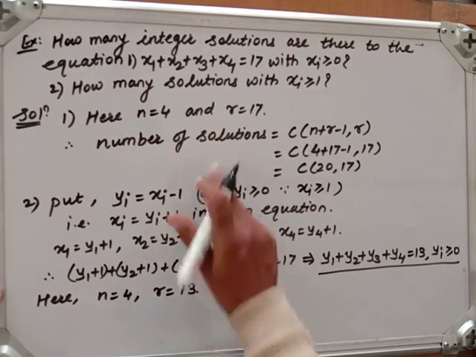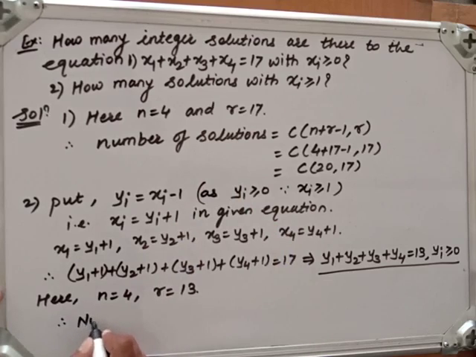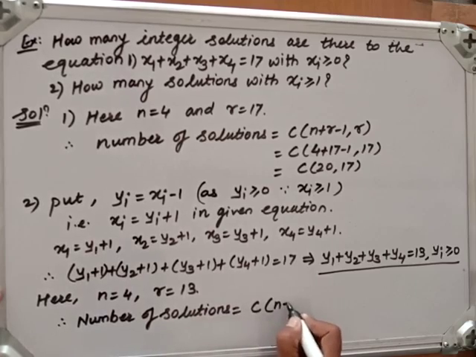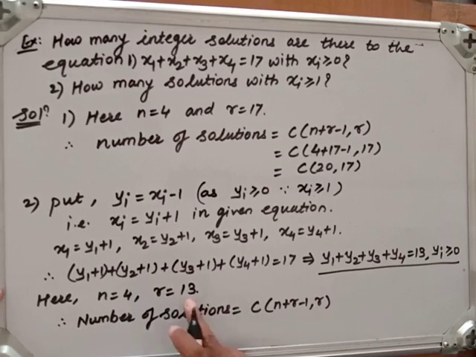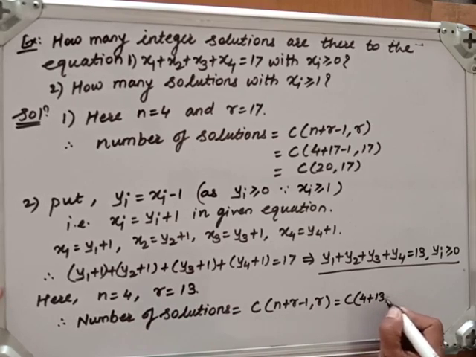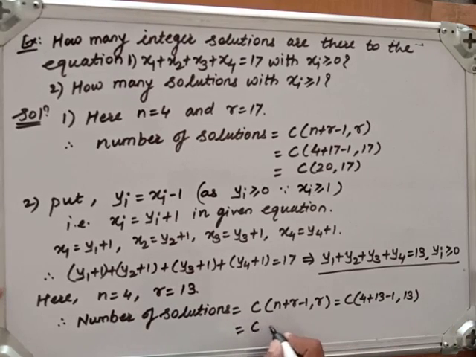Again solve just like this. Therefore the number of solutions of such an equation is C(n plus r minus 1, r). But now r has changed, n remains the same. So C(4 plus 13 minus 1, 13). This is C(16, 13). This is the answer here.